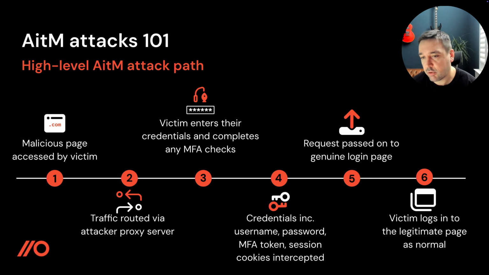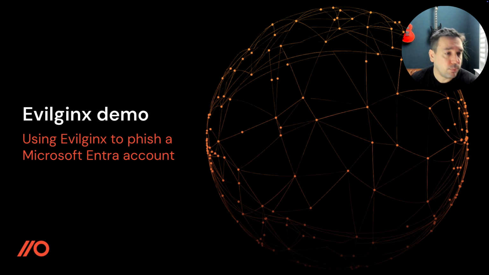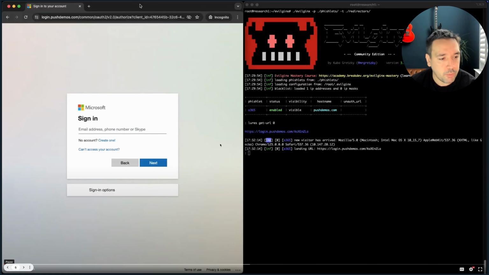The requests are passed on to the genuine login pages, and the victim logs in and sees their normal account as they'd expect to see it. It's just being proxied via the attacker. But at this point, the attacker has the session cookies, and therefore they can perform a session hijacking attack and take over the user's account. So I'm just going to show you a real brief example using Jennings, just what this looks like from an attacker's point of view and from a victim's point of view, and then we'll move on.